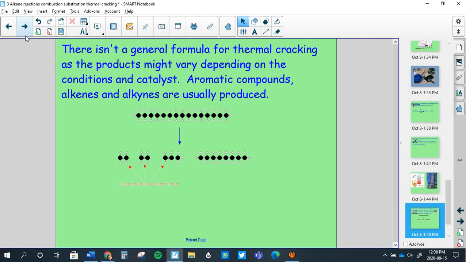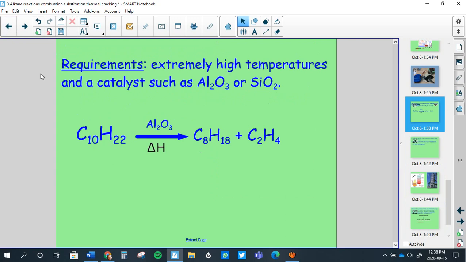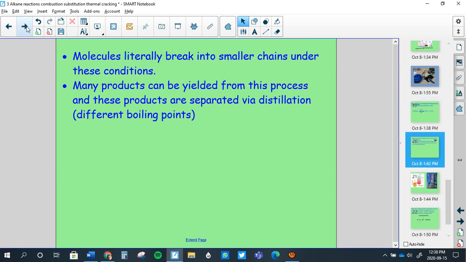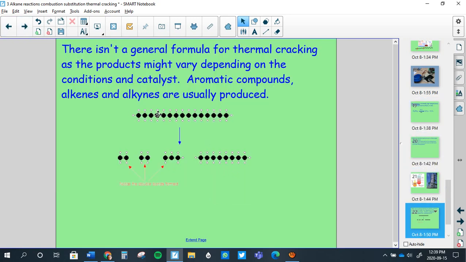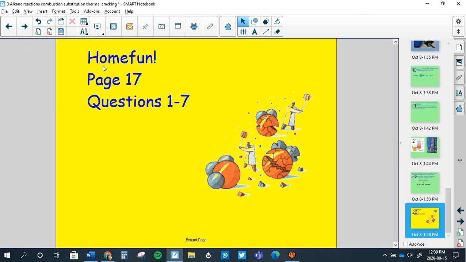Okay, so there isn't really a general formula. I've given you one here, not a general one, but an example of one. Just know that at different points along a carbon chain, you can get different lengths of hydrocarbons produced after thermal cracking. And that's it.